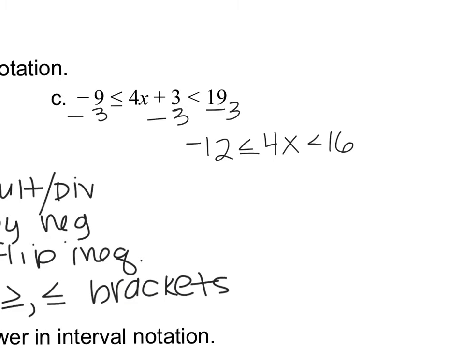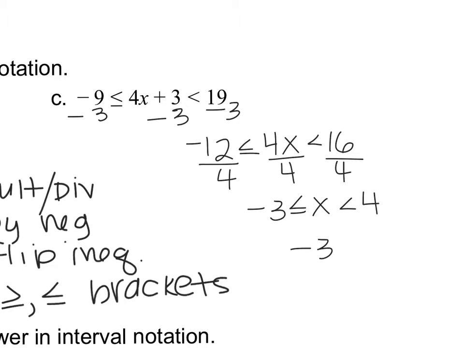To finish getting x by itself, we're going to divide everything by 4. So I end up with the solution, negative 3 is less than or equal to x is less than 4. Anytime you have a compound inequality, the numbers that are going to go in your interval are the numbers at each end of your inequality. So I'm going to have negative 3, comma, 4 in my interval.